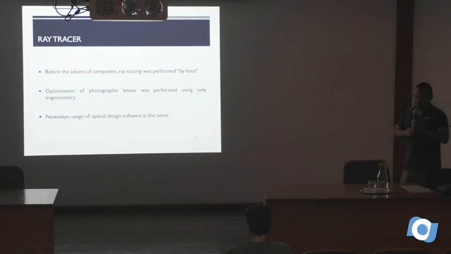What I mean by optimization, because I will retrieve this concept later, is the calculation of the thickness of the elements, the curvature radius, the conic constant, etc. Okay, this is the optimization. Which combination of those parameters will result in a focused image? Okay. Nowadays, of course, we use optical design software to perform these calculations. We now can trace millions of rays at the same time.